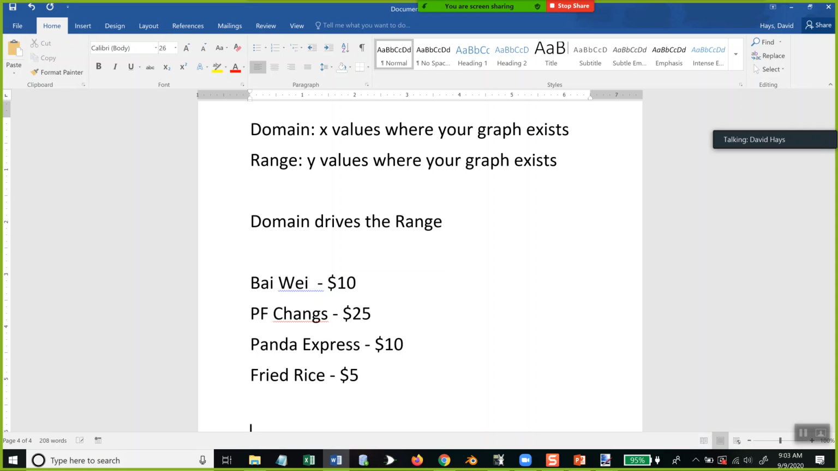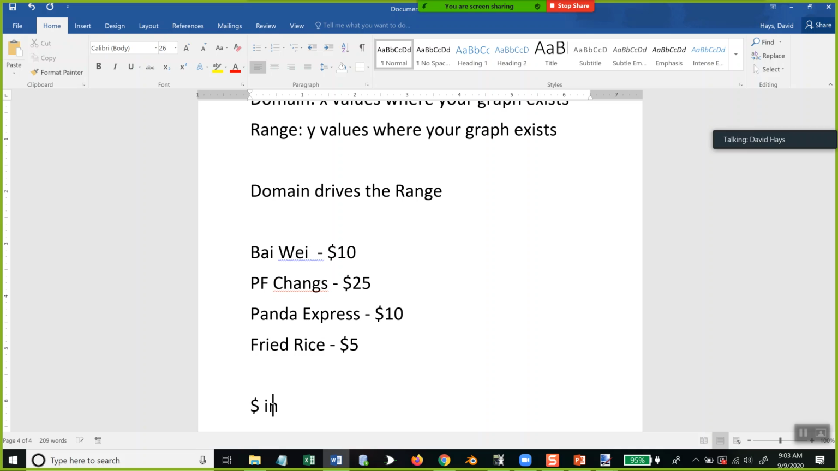So the money in my wallet drives the restaurant choice.